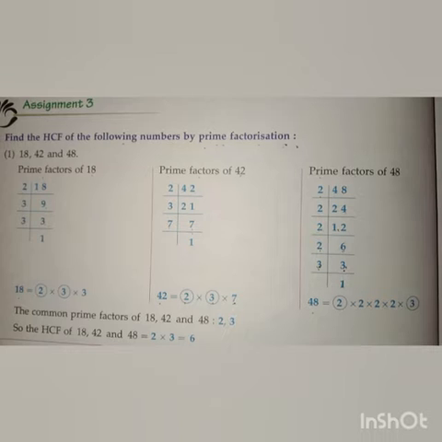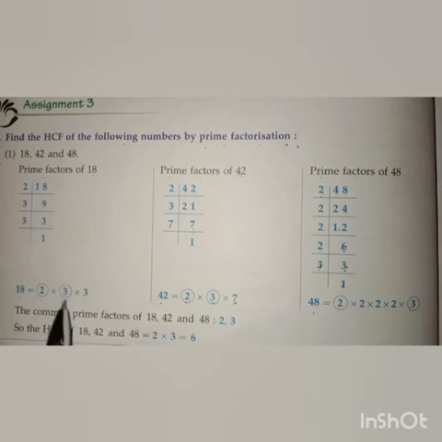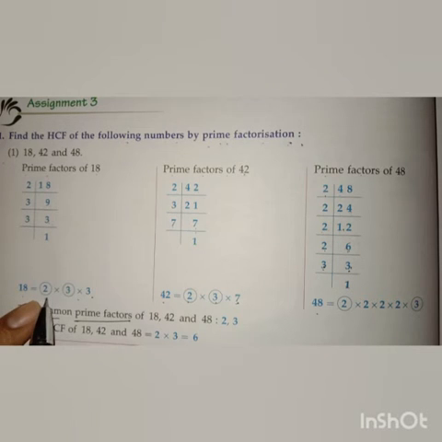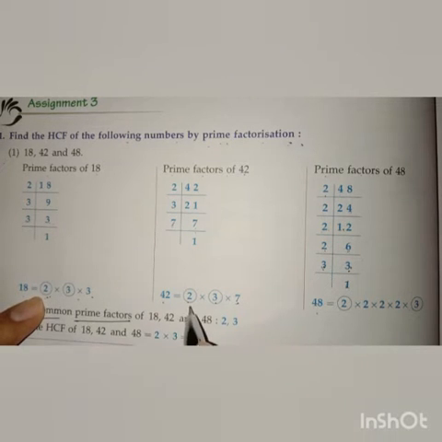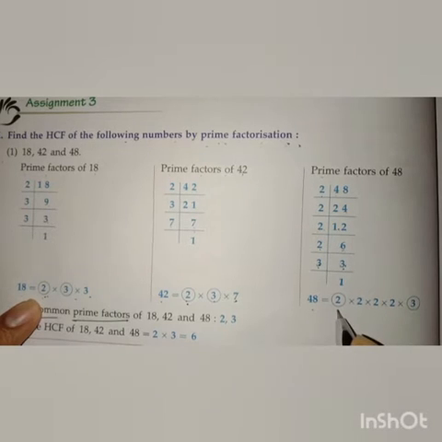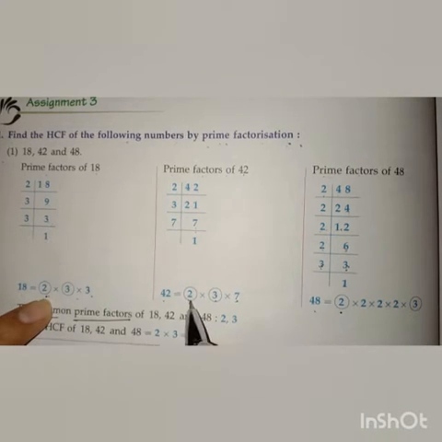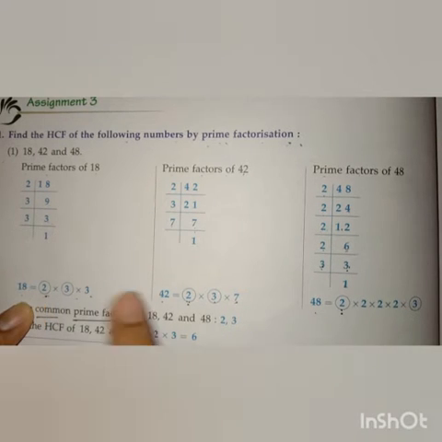Yes, now after that, we have to find out the common prime factors in the factors. So here the factors are 2 into 3 into 3. Let us see which are the common prime factors. Here in this factor, we have 2. Here also we have 2. And in this number also we have 2, right? So we have to take it as common, only one common we have to take. So in the 3 factors, we have 2 common.